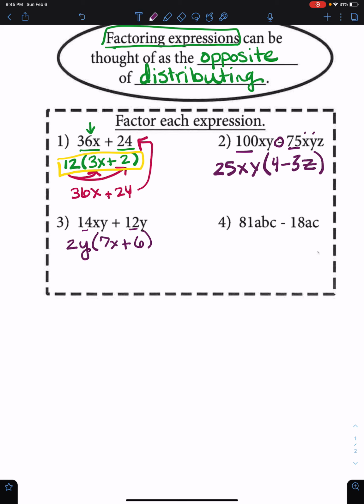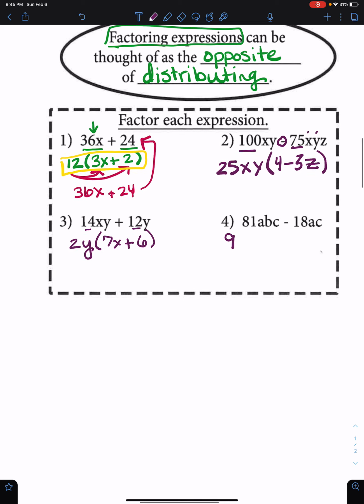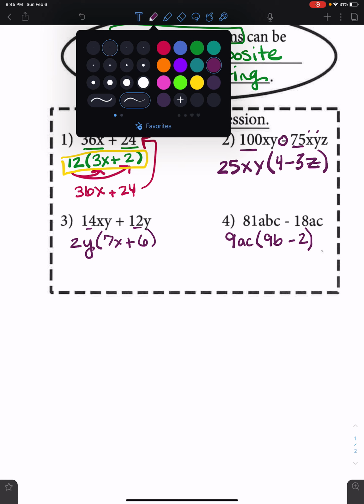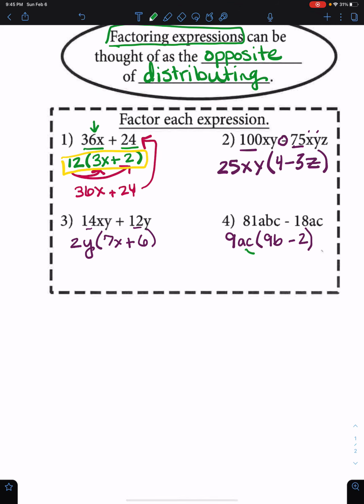And lastly, let me show you something here. Looking at 81 and 18, probably 9 is the biggest number to go into it evenly, and they share an a and a c. I would need a 9, because 9 times 9 is 81, and I'd need a b, so that AC times b is ABC. And then 9 goes into 18 twice, and it already has the a and the c, so we'd be done. And again, if you're not sure if you did it correctly, just distribute.